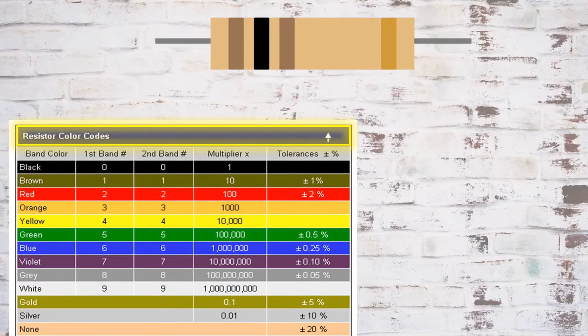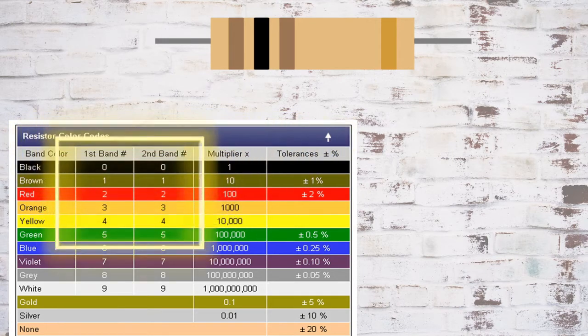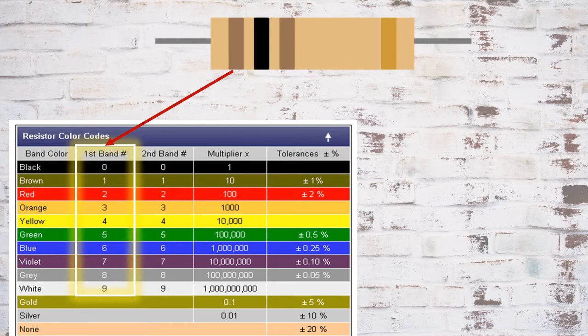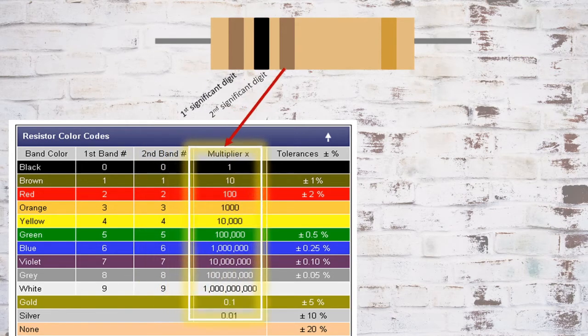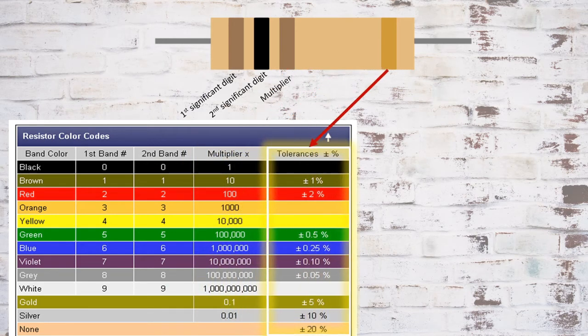For us to know the resistance value and tolerance of this carbon composition resistor with 4 color bands, we will use this resistor color coding chart. The first color band gives us the first significant digit of the resistor. The second band gives us the second significant digit. The third band gives us the multiplier. And then finally, the fourth band is the tolerance value.